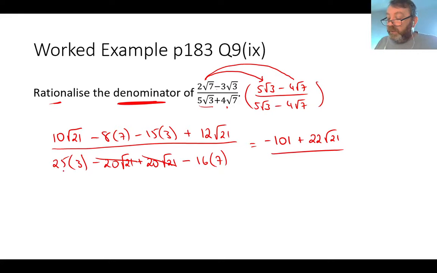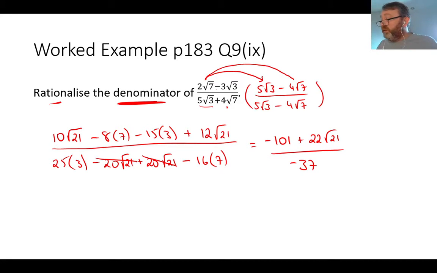Bottom line, well, 25 threes, that's 75, minus 16 times 7, which works out as minus 37. And that's it. Okay, so 25 times 3 is 75, and 75 minus 16 times 7 on the calculator comes out as minus 37. And that's your answer. That has rationalized the denominator. And as long as your denominator has gone from being something containing irrational surds into a real number or a rational number, then you have finished the exercise.